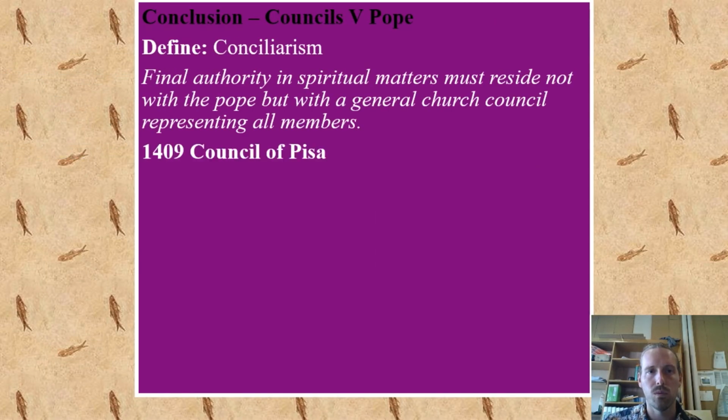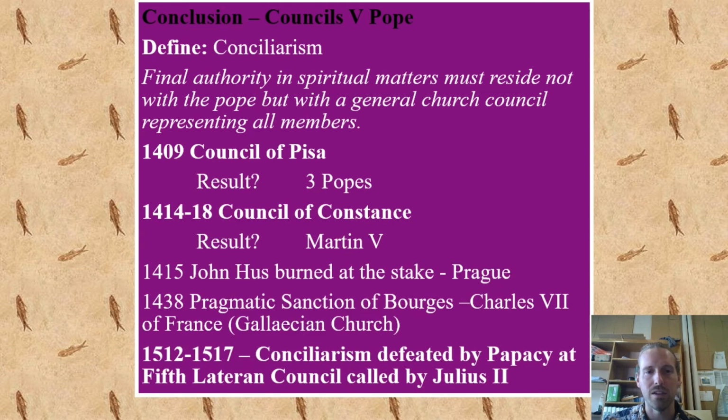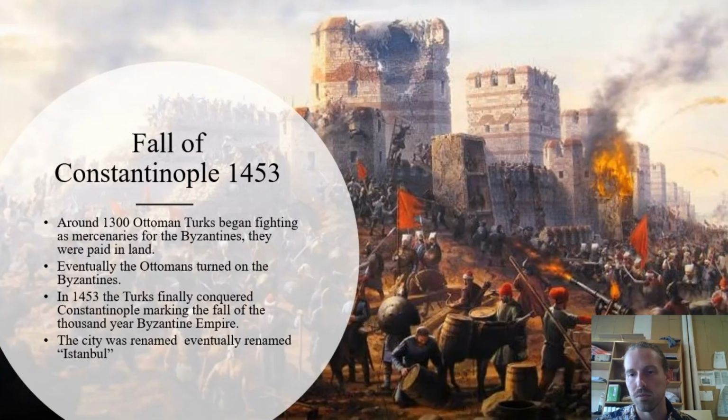So at the end of the day, here's a nice little timeline of what happened. But there was this sense after the Council of Constance that the councils were the most powerful representation of God's will on earth, as opposed to a pope themselves. And that will later be challenged by Pope Julius II and the Renaissance popes.